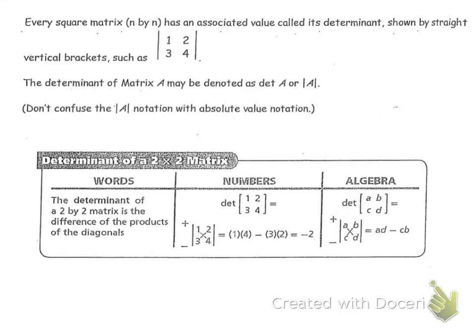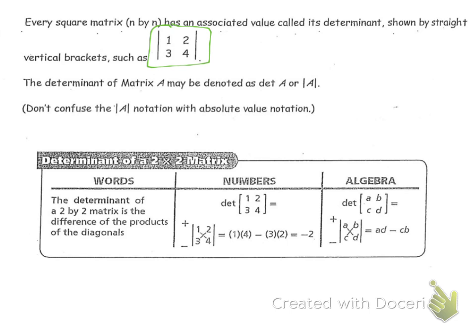Every square matrix n by n has an associated value called its determinant, shown by straight vertical brackets, such as that example there. It looks like a matrix, but the brackets aren't hooked. They're straight vertical brackets. If you see that, it's telling you to find the determinant of this matrix.